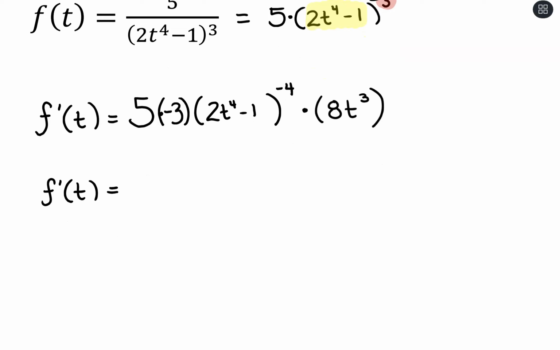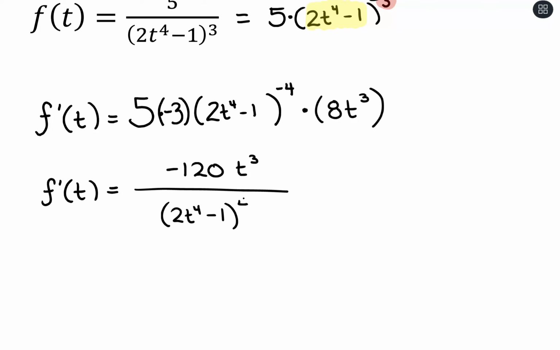Okay, so in the numerator, we have 5 times a negative 3 times 8. So let's see, 40 times 3, so a negative 120 t cubed all over, and I'm moving that 2t to the 4th minus 1, and now it'll have a positive 4 power with it. And we'll leave that just like that.